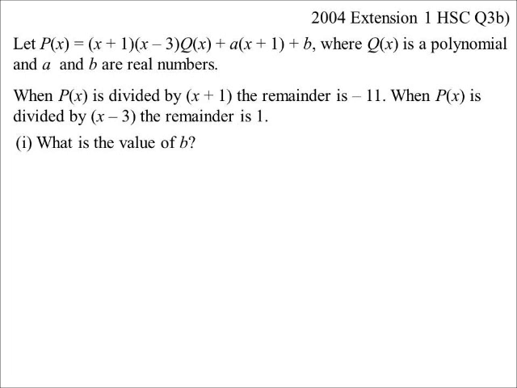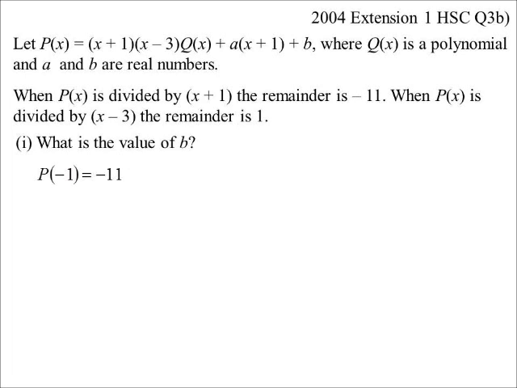Polynomial, here's probably why. When a polynomial is divided by x plus 1, the remainder is minus 11. When the polynomial is divided by x minus 3, the remainder is 1. What is the value of b?